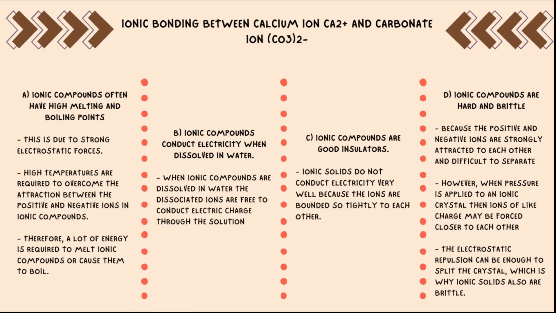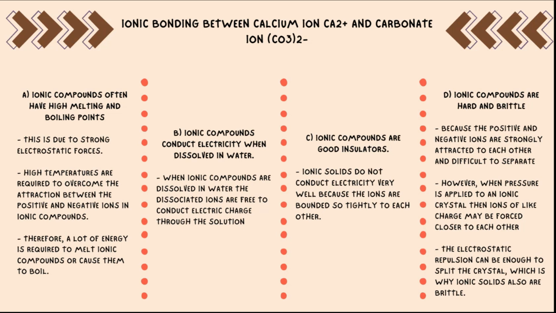For properties of ionic bonding, first, ionic compounds often have high melting and boiling points. This is due to the strong electrostatic forces. High temperatures are required to overcome the attraction between the positive and negative ions in ionic compounds. Therefore, a lot of energy is required to melt ionic compounds or cause them to boil. Second, ionic compounds conduct electricity when dissolved in water. When ionic compounds are dissolved in water, the dissociated ions are free to conduct electric charge through the solution.